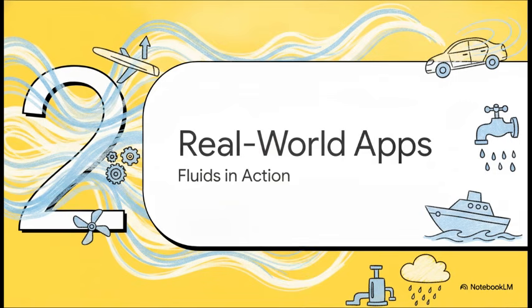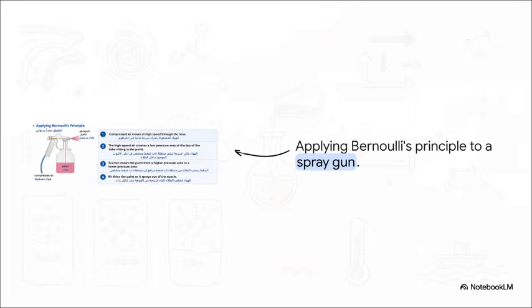Let's take these invisible physics rules and see how they power things you use all the time. And a standard paint spray gun brilliantly illustrates this concept in action. Here's how it works. First, compressed air moves at a super high speed through the horizontal hose. Based on Bernoulli's principle, that high-speed air creates a low-pressure area right at the top of the vertical tube that sits down in the paint.